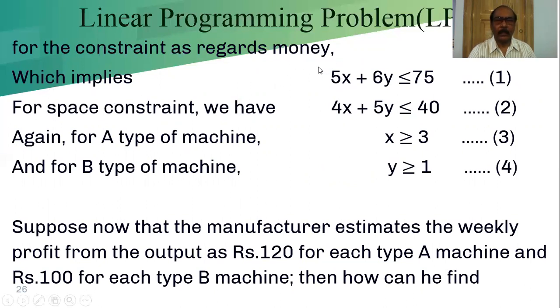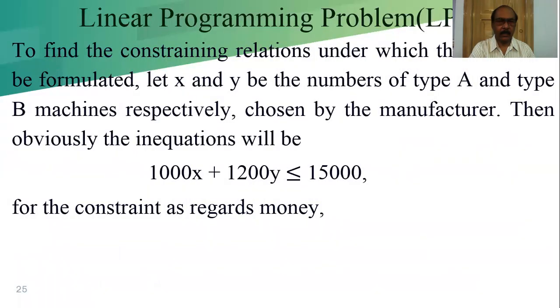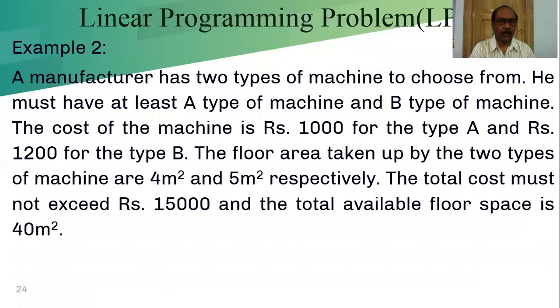And another is 5x plus 6y less than or equal to 75 is given. Space is available there. How much space? 4 meters square and 5 meters square is there.